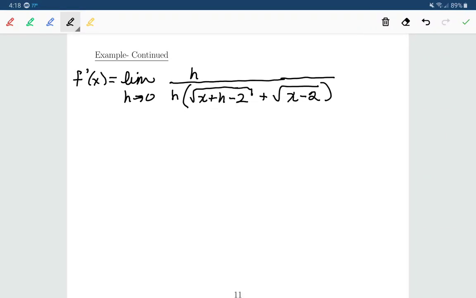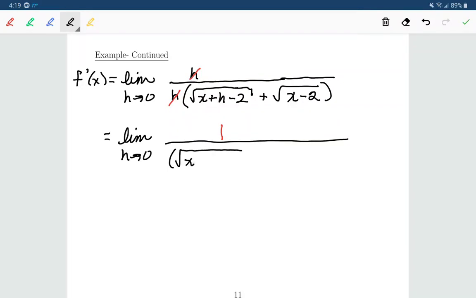Now if we do a direct substitution here, again, h will go to 0 in the numerator and h will go to 0 in the denominator, and that won't be helpful for us. So we still have to do some canceling. And then we're almost there. The limit as h approaches 0, we'll have a 1 left up top in the numerator. And the denominator is just the square root of x plus h minus 2 plus the square root of x minus 2.